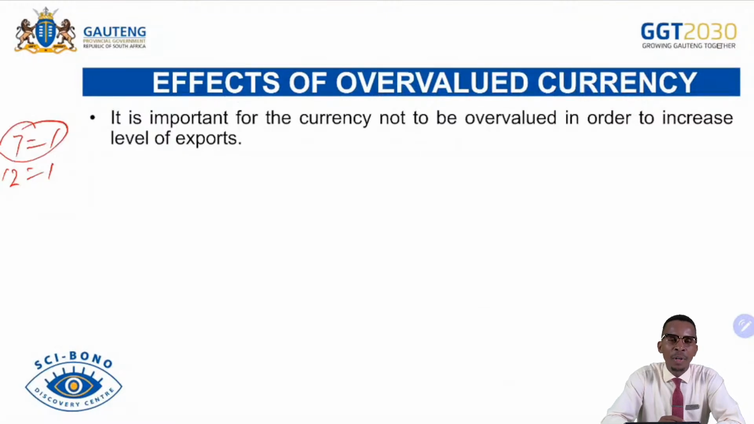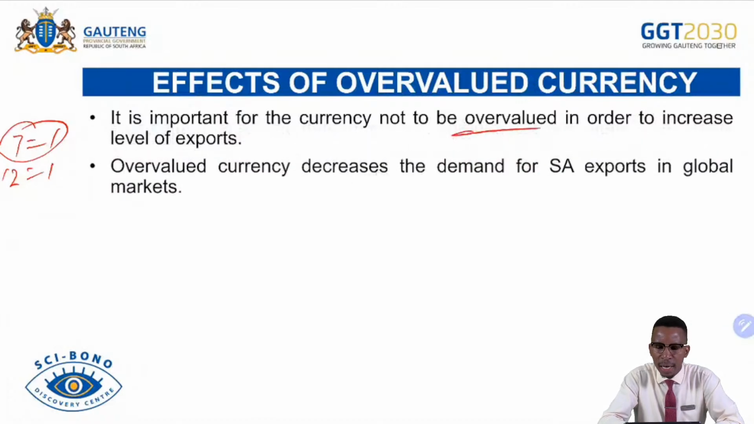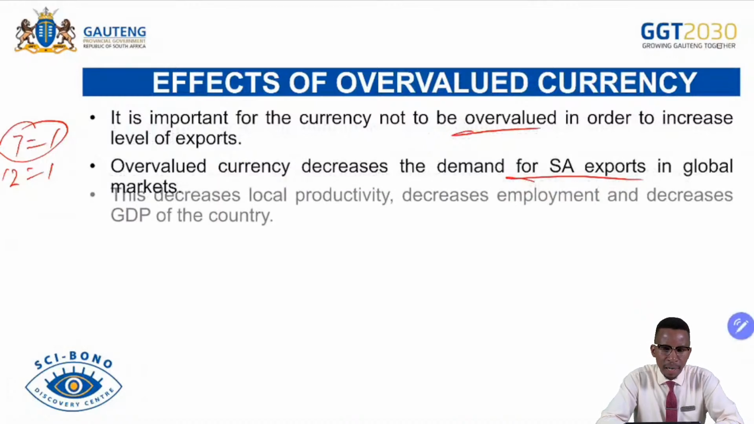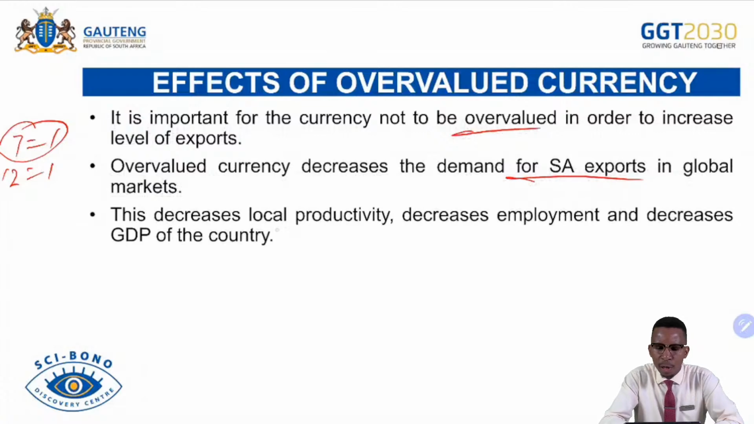We say it's overvalued. Remember, an overvalued currency can be good, but can also be bad, because if it's overvalued, exports won't be highly demanded abroad. That will be bad. It is important for the currency not to be overvalued in order to increase the volume of exports. An overvalued currency decreases the demand for South African exports in global or foreign markets. This decreases local productivity, decreases employment, and also decreases GDP as well as economic growth of the country.